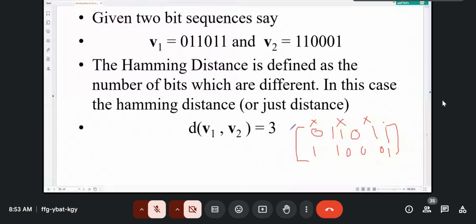So it's a distance, but we normally call it the Hamming distance, from the fellow who discovered that this Hamming distance thing is a very crucial thing in error detection.